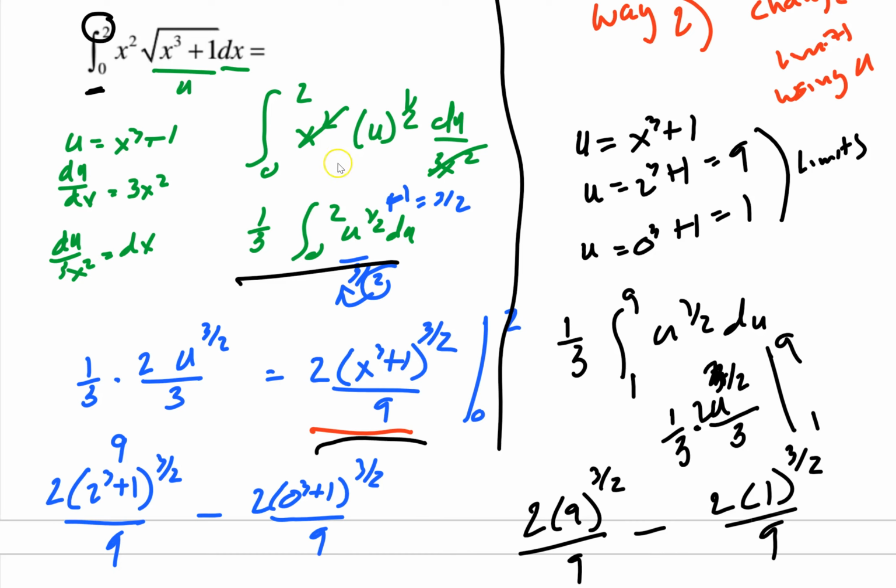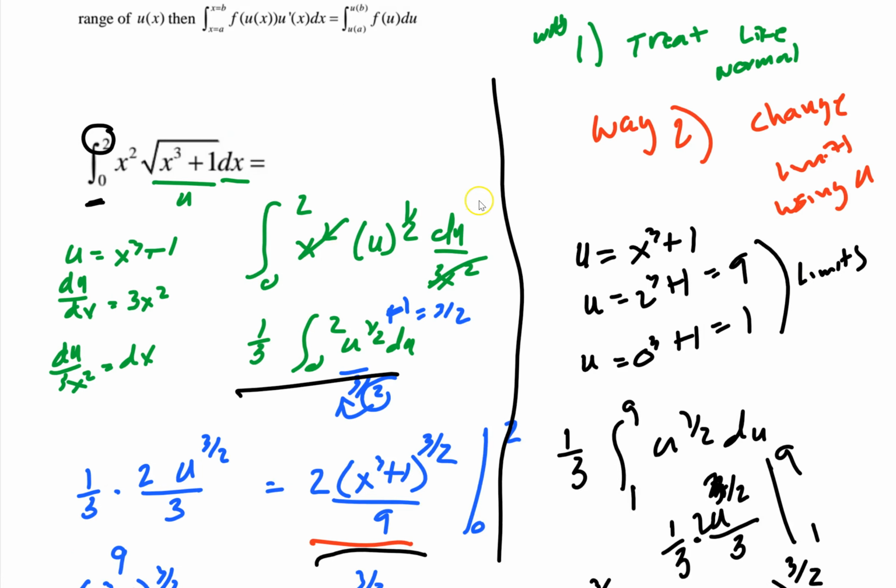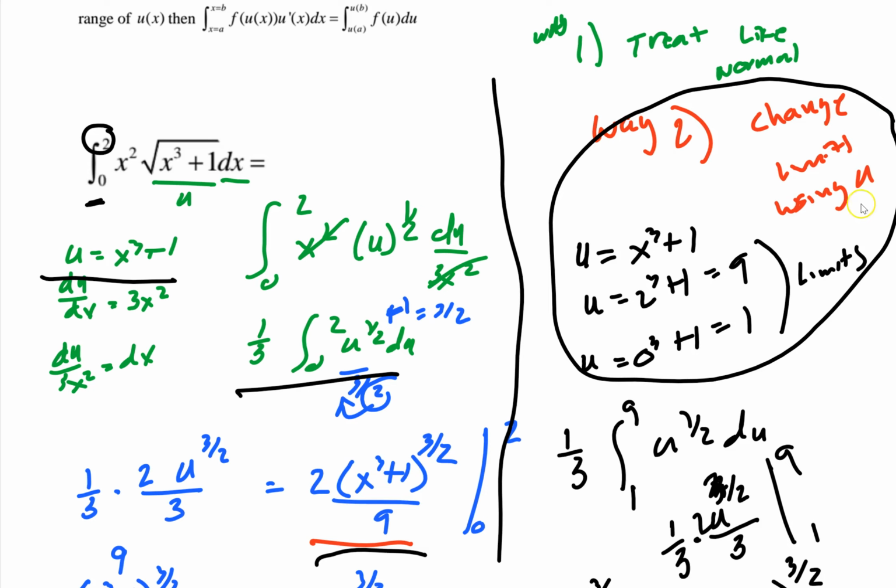But the thing I do care about is that something IB might ask you is how to change your limits. And that's how you change your limits. Changing your limits is easy. If you want to change your limits, just get your u value and plug the limits in. So the new bottom limit, plug the 0 in, so it'll be 1. The new top limit, plug the 2 in, it'll be 9. That's what I want you to care more about. I don't care which way you do it, but if they ever ask you to change the limits, you should know how to change the limits. Just plug it into the u. Easiest way to change limits.